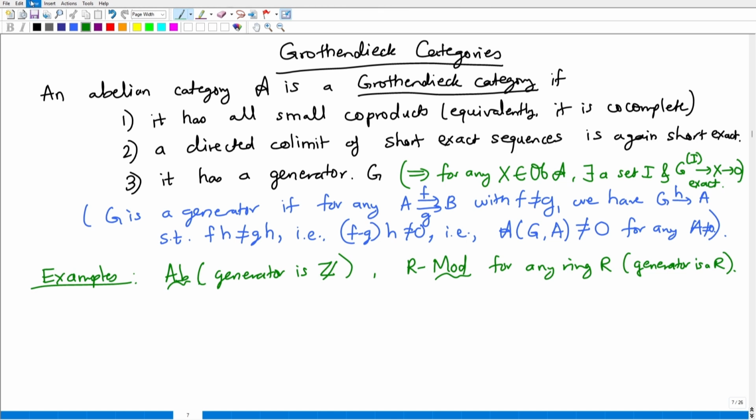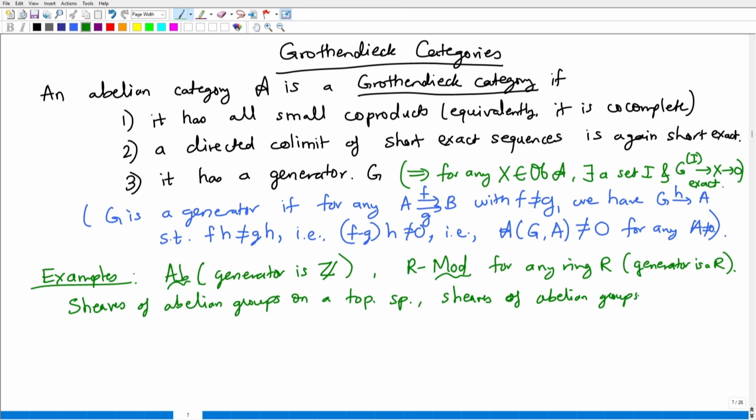This is also nice. Then, some properties for those who know about these things: sheaves of abelian groups on a topological space. The power of a generator is also a co-power, I would say, not power. Co-power means co-product of some index family. So sheaves of abelian groups on a topological space, or sheaves of abelian groups on a site, on a Grothendieck site.